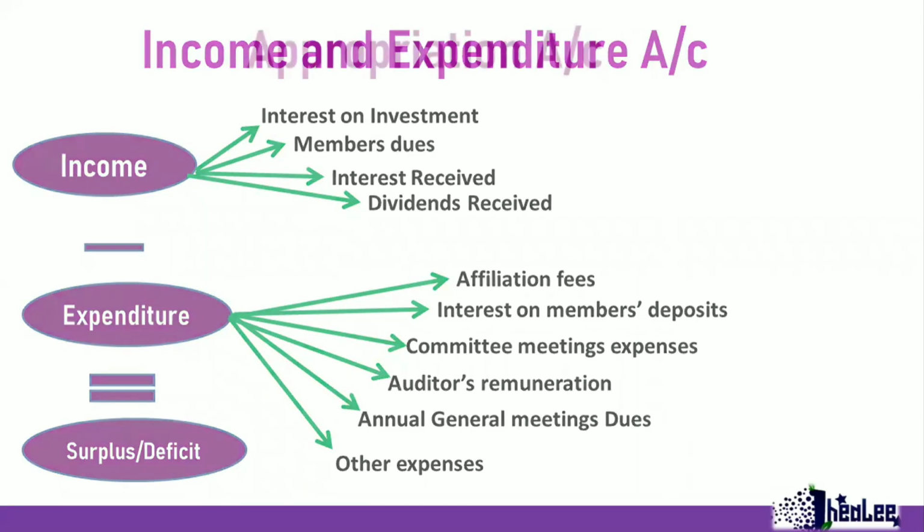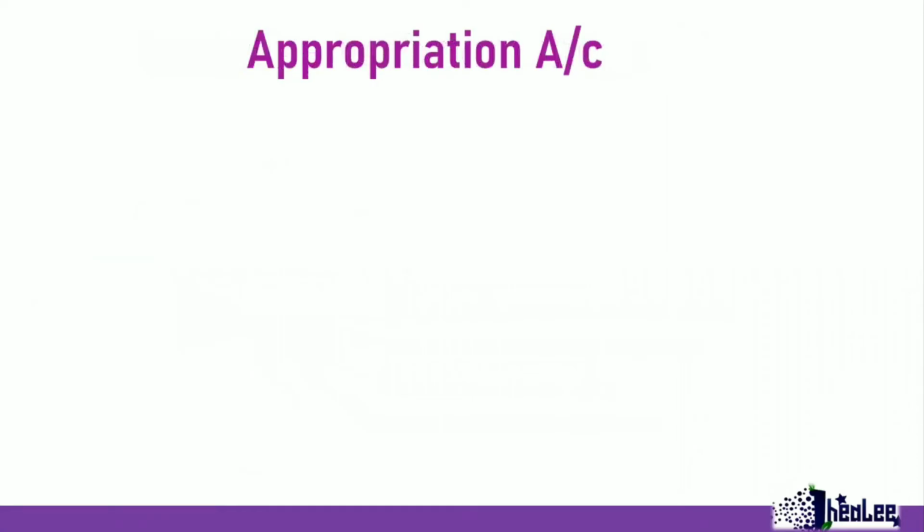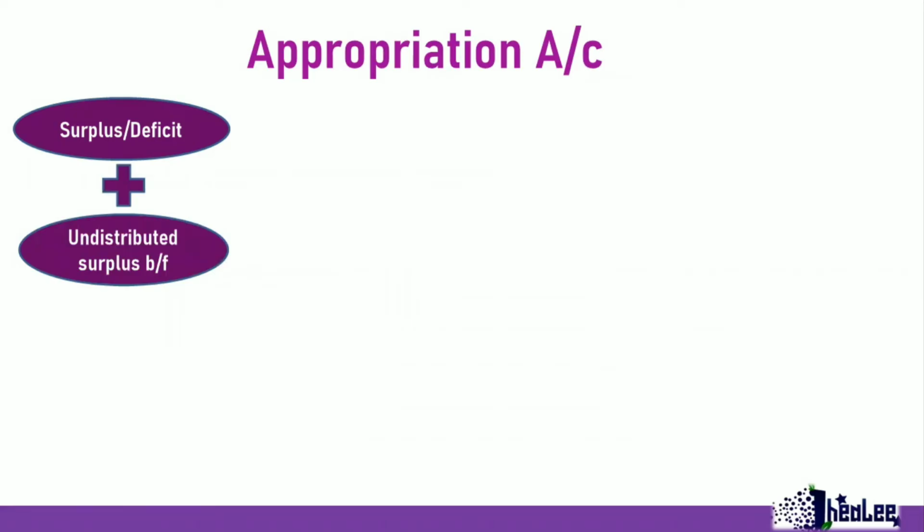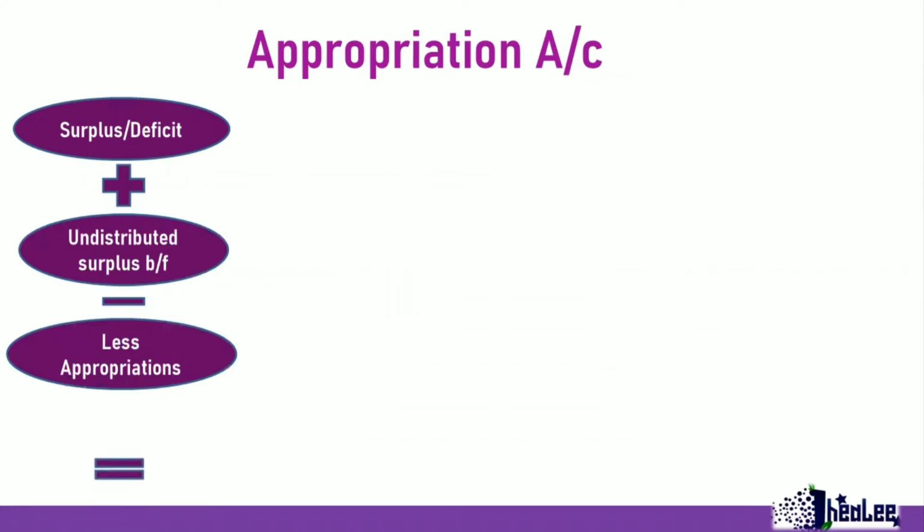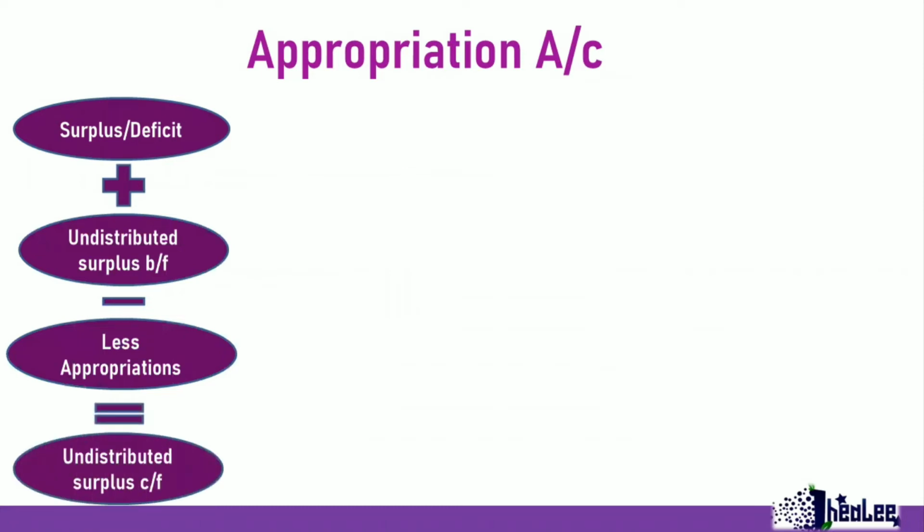Now we're going to look at the appropriation account. The appropriation account is relatively simple. It is your surplus or deficit, add your undistributed surplus brought forward from last year. You would then less your appropriations, and that would give you your undistributed surplus that will be carried forward to next year. In looking at the appropriation account for the cooperatives, it would drag your knowledge back to limited liability company. There's not much difference when you look at the appropriation account for the cooperatives as opposed to that of the limited liability company.